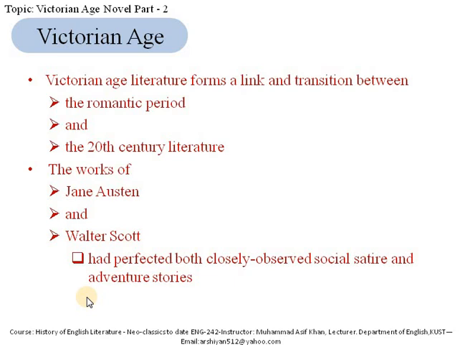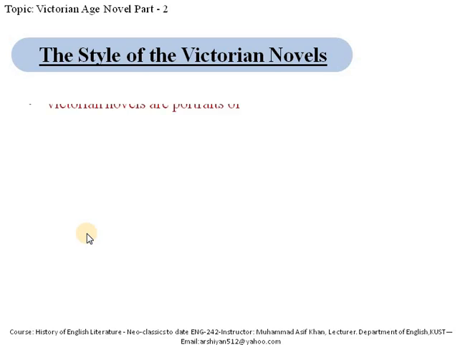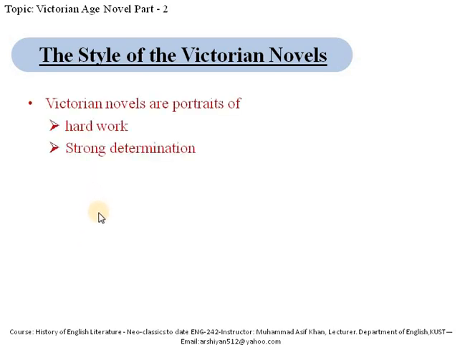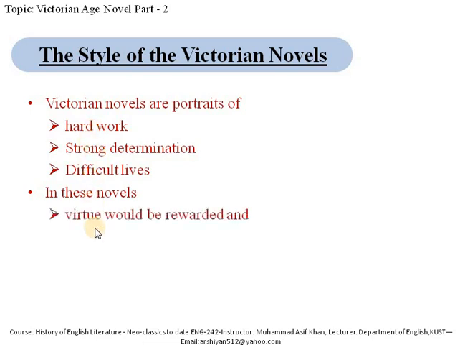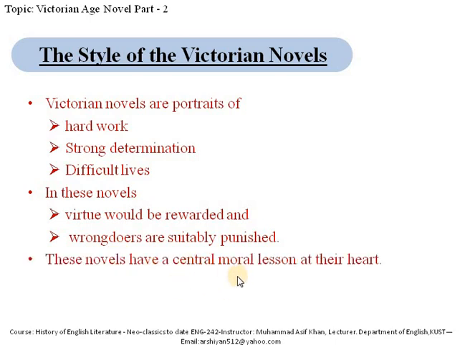Now let's revise some details about the style of Victorian novels. We see that these novels depict hard work, strong determination, and the love and luck relation that wins out in the end. They are portraits in which virtue is rewarded and wrongdoers are suitably punished. Most of these novels have a central moral lesson at their heart and carry moral aims and objectives. This literature was created for the moral revival of 19th century people.